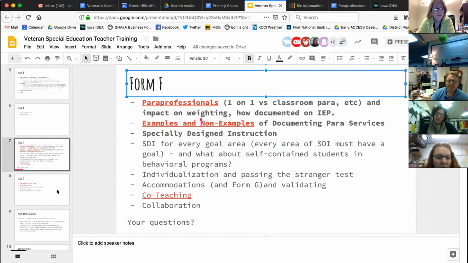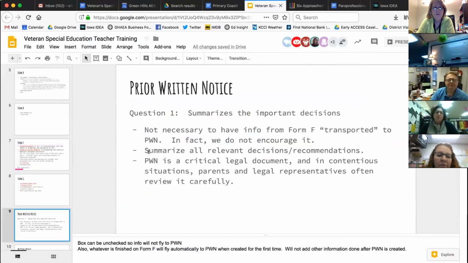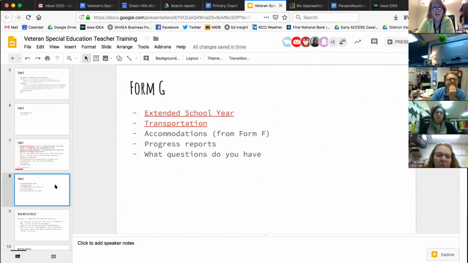We don't have much time left. Just in terms of Form G, we linked a reference there for extended school year from the Department of Education's website. This is a perfect time to talk about that. A couple of the things we wanted to remind you of: a parent can appeal a decision if the IEP team says no to extended school year. They have a right to appeal that, and so there has to be plenty of time for them to go through that due process.